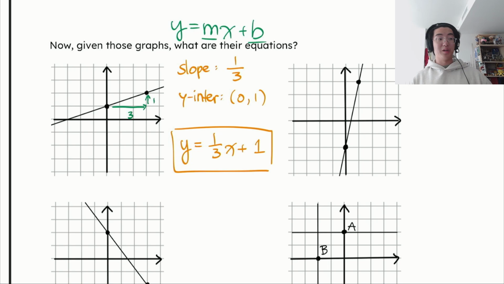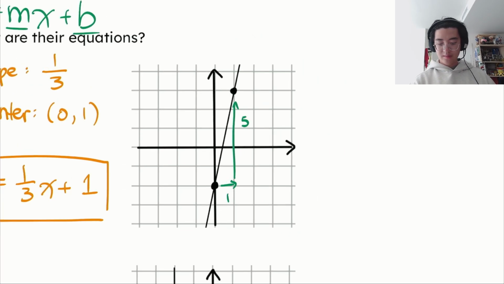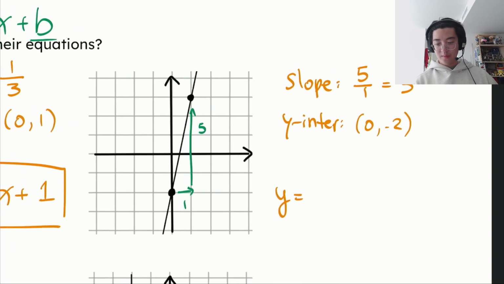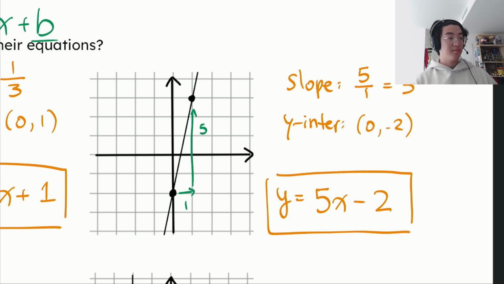Just going backwards. Okay, let's try another one. Slope here, we're going to the right by 1, going up by 5. Both positive. So slope is 5 over 1, which is just 5. Y-intercept, right here, it's 0, negative 2. So plug it into the slope-intercept form. We got a slope, x, and then the y-intercept, which is negative 2. That's it.